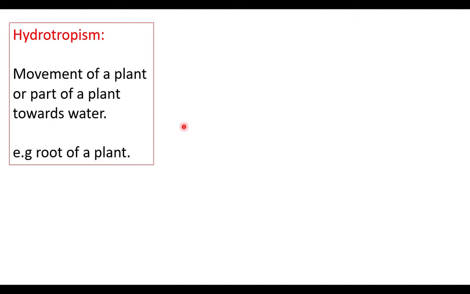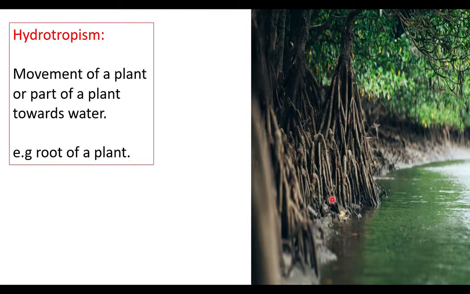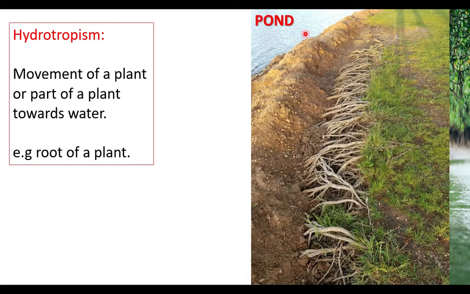Hydrotropism: movement of a plant or part of a plant towards water. The root of a plant grows towards water. This is a pond, a source of water. If we remove the sand and see the direction of growth of roots, we can find the roots grow towards the water. Movement of the root system towards water is hydrotropism.